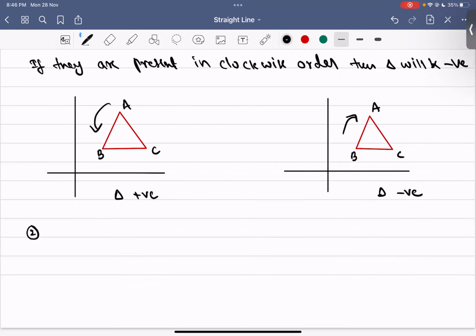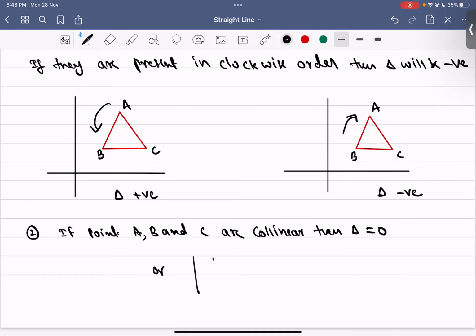Note number 2. If points A, B and C are collinear, then delta will be equal to 0. Delta equal to 0 means this determinant becomes 0: x1, y1, 1, x2, y2, 1, x3, y3, 1 equals 0. Why, tell me, why is delta equal to 0 if A, B, C are collinear?